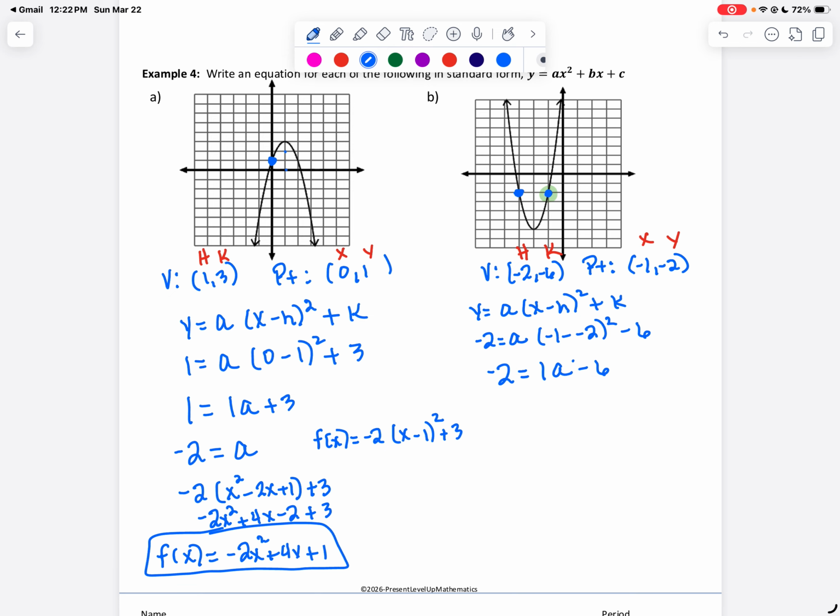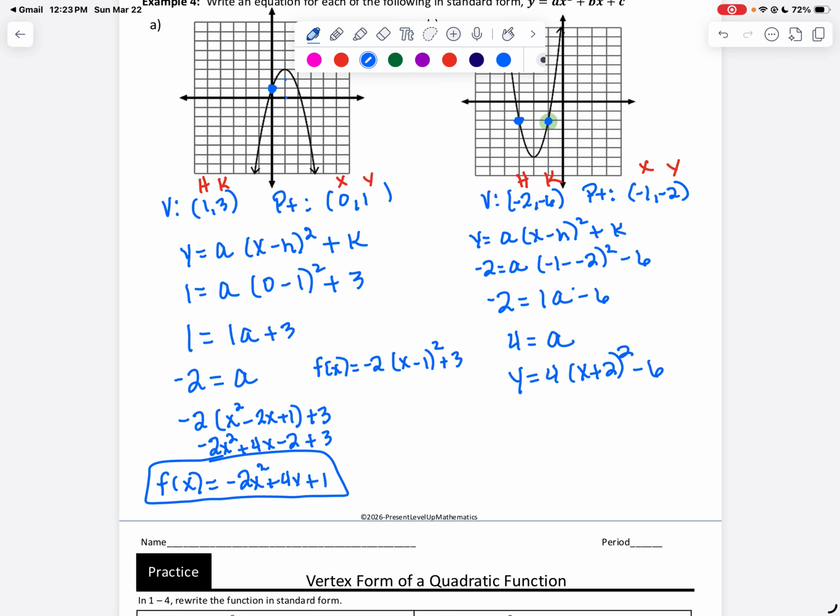Add 6 to both sides. So negative 2 plus 6 is 4. Now we know that 4 is equal to a. So our vertex form of this parabola is y equals 4, parenthesis, x minus h. Well, x minus negative 2 is the same thing as x plus 2 squared, and then plus k, which is minus 6. Now that's your vertex form.